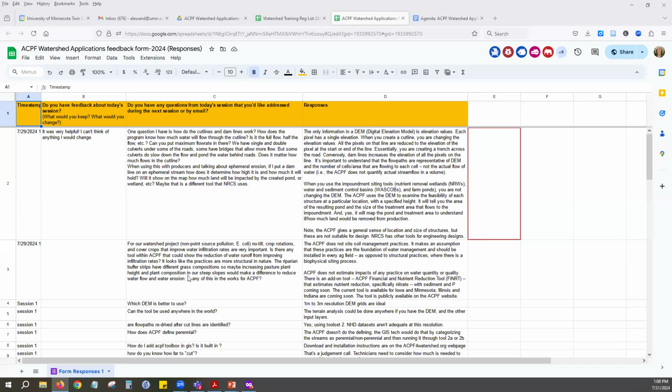It's not at all related to the dam lines that you might be editing in the first toolbox of the tool.